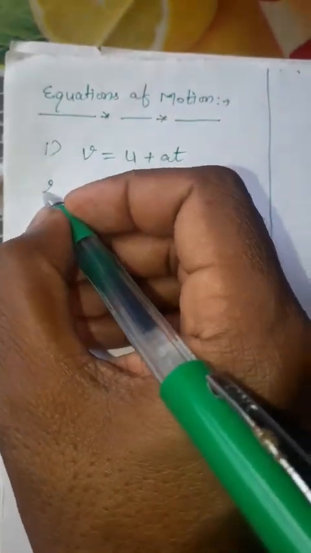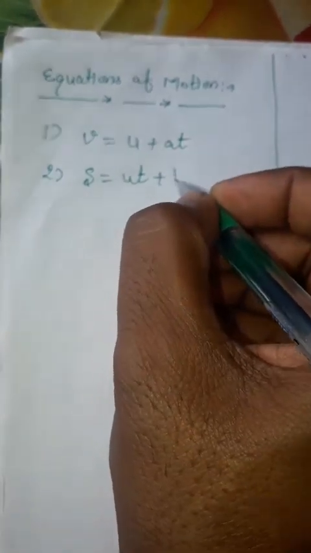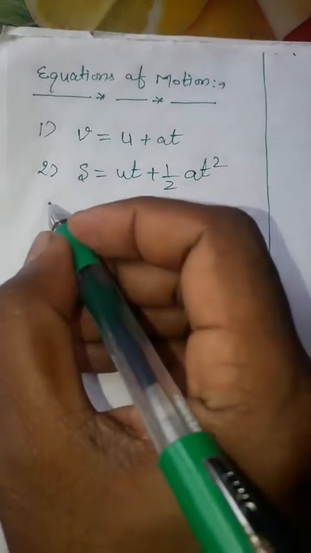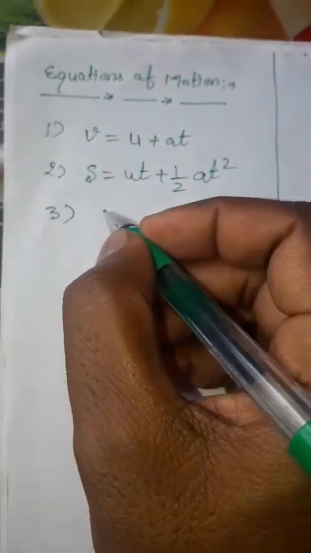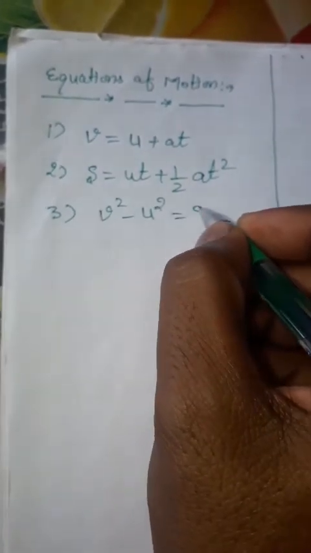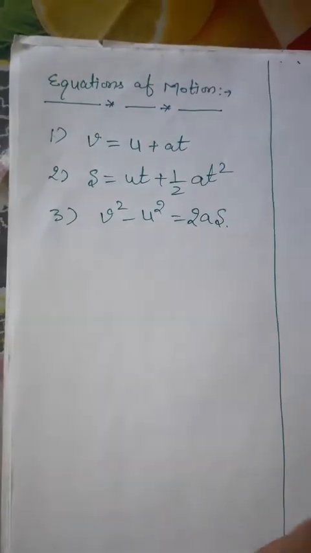The second equation is s is equal to ut plus half at square. The third equation is v square minus u square is equal to 2as.